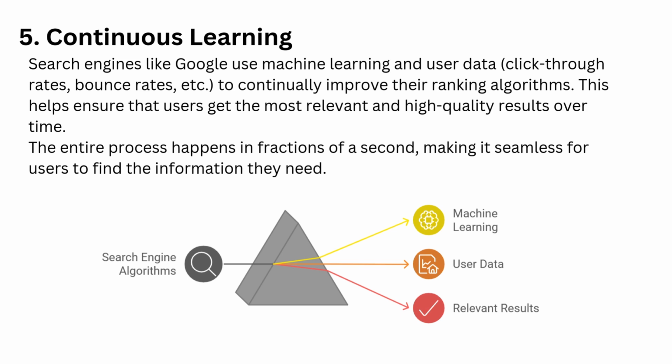5. Continuous learning. Search engines like Google use machine learning and user data, click-through rates, bounce rates, etc., to continually improve their ranking algorithms. This helps ensure that users get the most relevant and high-quality results over time. The entire process happens in fractions of a second, making it seamless for users to find the information they need.